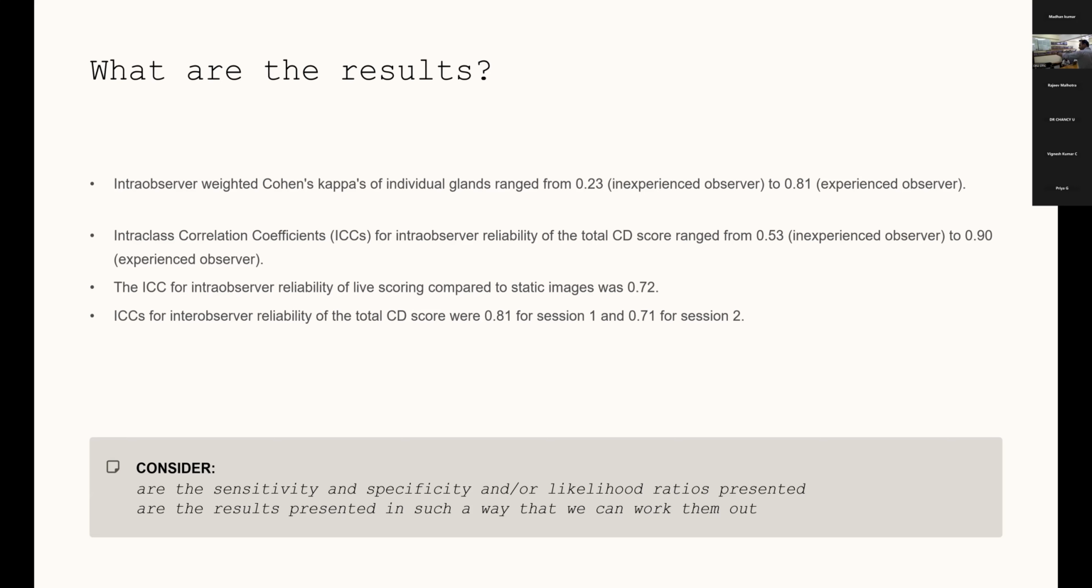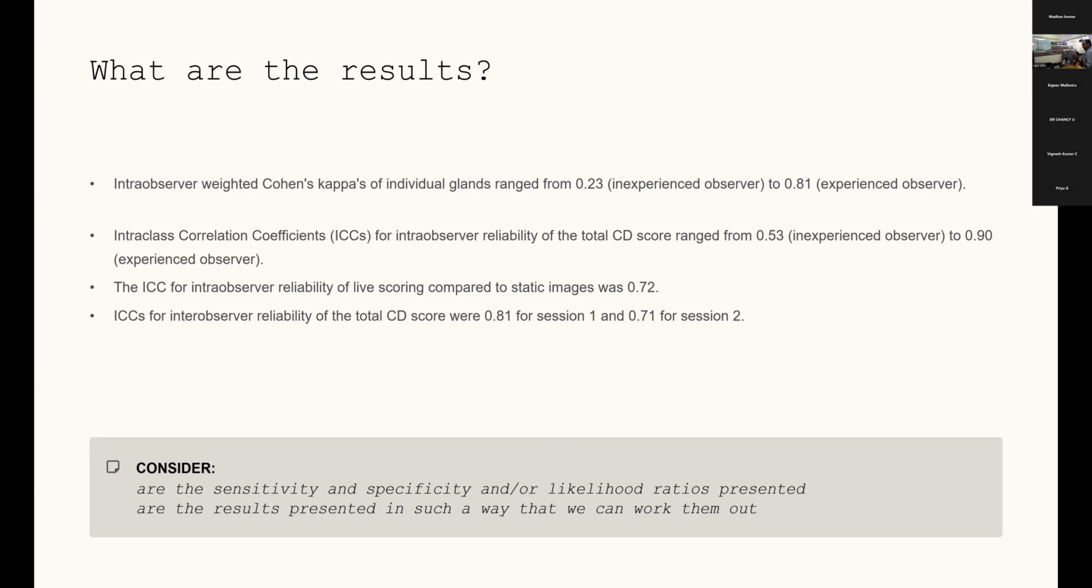If you see them, the inexperienced observer had an intra-observer kappa of 0.23. So how do we interpret that? That means that there was very little correlation between what you said the first time and the second time, looking at the same image. But for the experienced observer, it was 0.81. Both the times they were quite in agreement with what they felt the scan showed. Now, if you go to the intra-class correlation coefficients for intra-observer and inter-observer variabilities, you see that it's 0.53 for an inexperienced observer, again low, and 0.9 for an experienced observer.